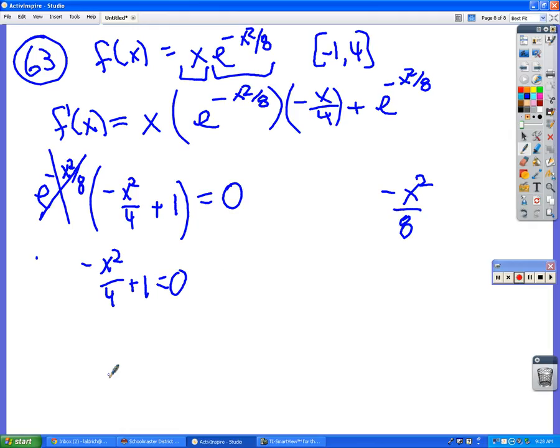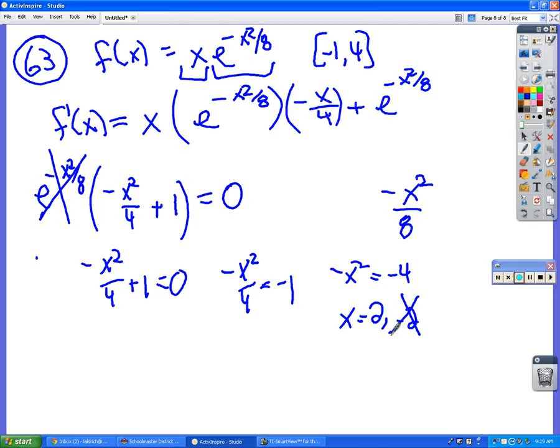Subtract 1. So negative x squared over 4 equals negative 1. Times by 4. So negative x squared equals negative 4. So x is 2 or negative 2. Okay, except what's the interval that we're working with here? Negative 1 to 4. So I'm going to throw that out.